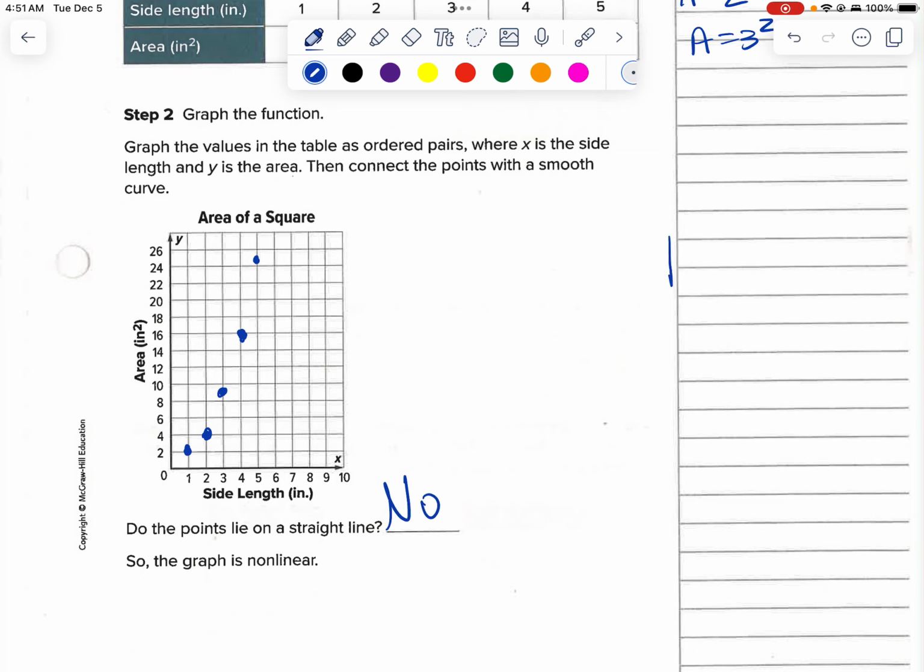And the hint is going to be, boys and girls, if this is an exponent other than 1, then it's not going to be a line. Okay? Exponents have to be 1.